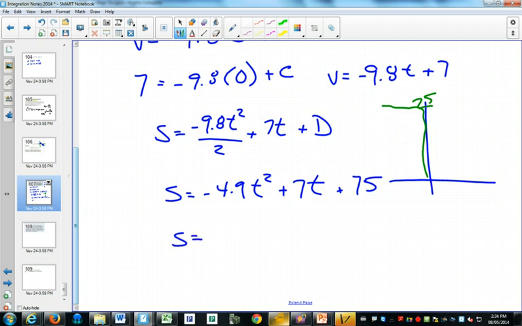How do we solve something like this? Probably quadratic formula. Should we graph it and find out when it hits the ground? Okay.